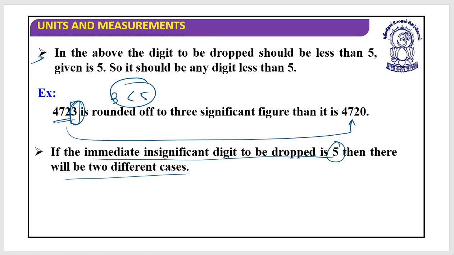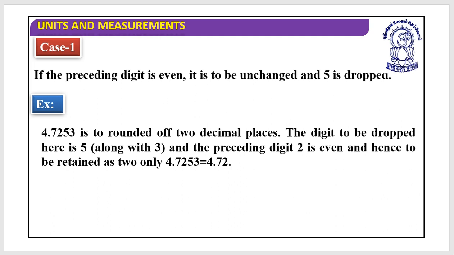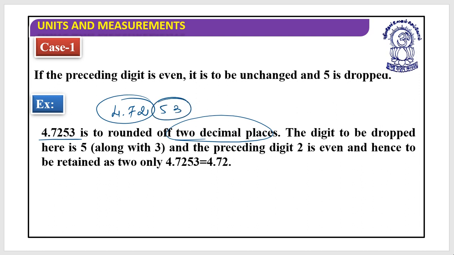Next, if the immediate insignificant digit to be dropped is 5, then there are two possibilities. One possibility: if the preceding digit is even, it is left unchanged and 5 is dropped. So let's look at the example. We have a number 4.7253 and we require only two decimal places. So what I require is 4.72, something like this. So what I need to do is drop 5 and 3.